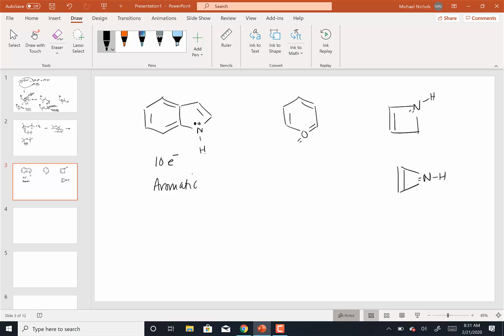Now we count up pi electrons. So how many pi electrons do we have? 6. Is the lone pair on the oxygen part of the pi system? No, because we counted it as being in a hybrid orbital. And so this one would be aromatic because it now has 6 pi electrons. This oxygen is not part of the pi system.